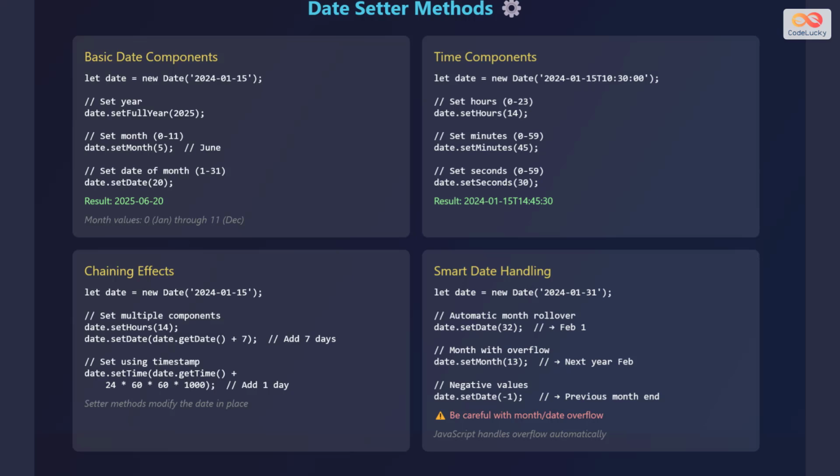For example, setting the hours and then adding 7 days to the current date, or add 1 day using the setTime method by incrementing the timestamp. These methods modify the date in place.